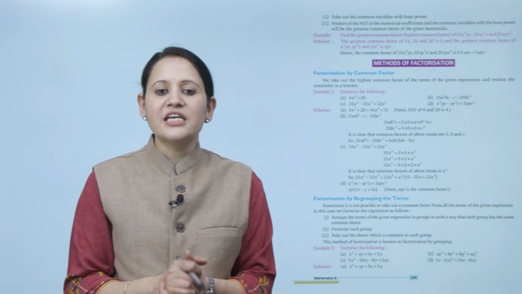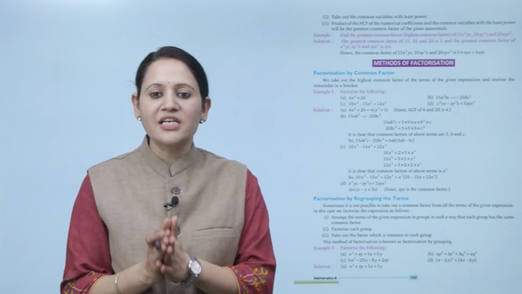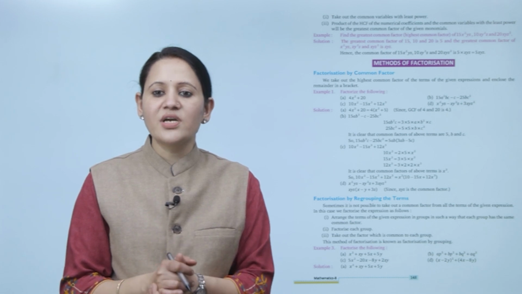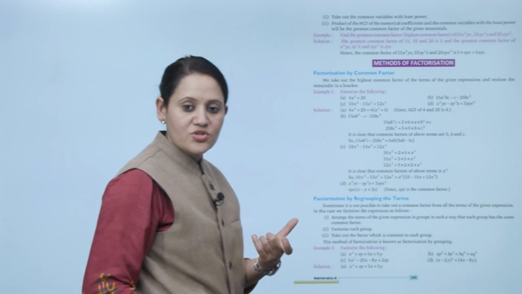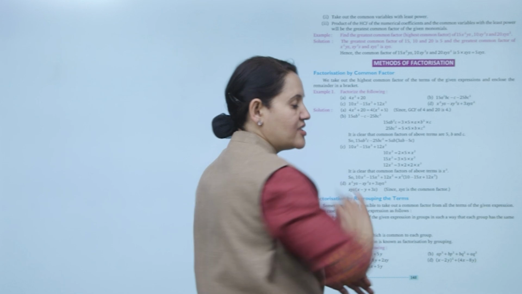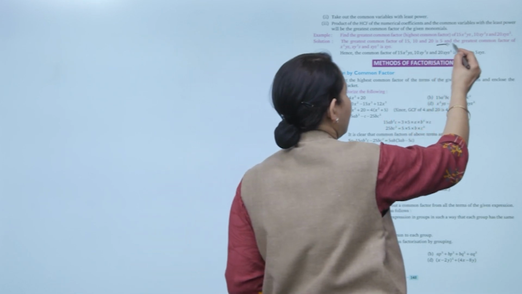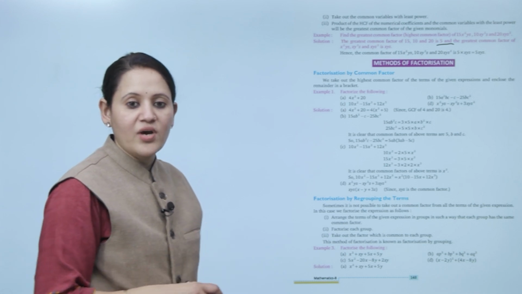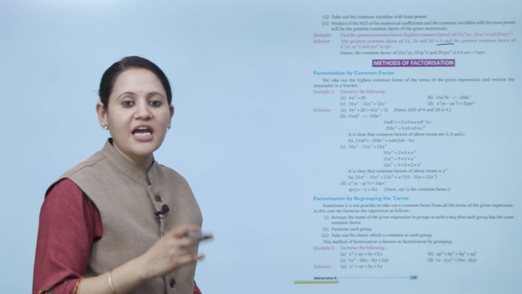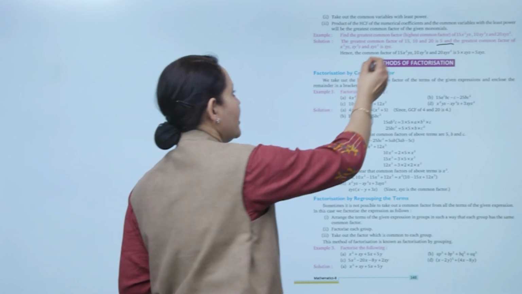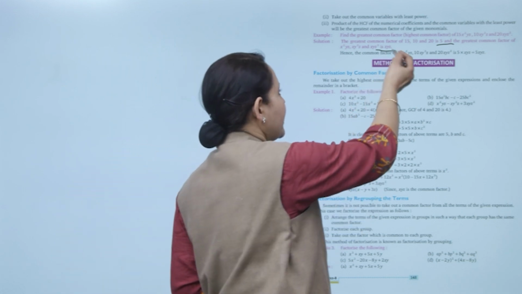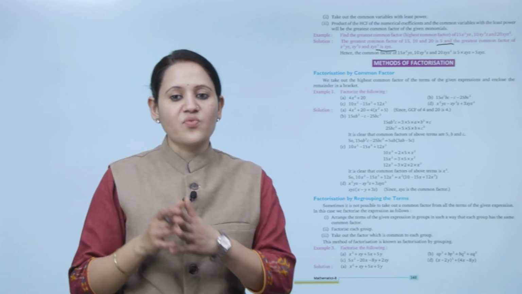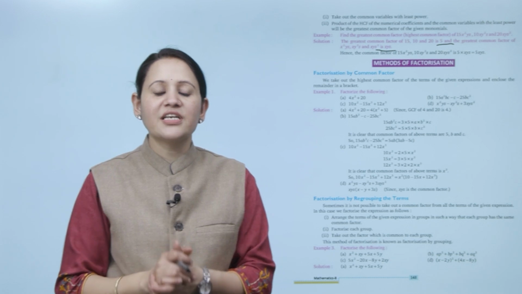For example, find the greatest common factor or highest common factor of 15x square yz, 10x y square z and 20x yz square. Solution: first, the numerical factors are 15, 10 and 20, and the HCF is 5. And the greatest common factor of x square yz, xy square z and xyz square is xyz, because it is common in all of them. Hence the common factor of 15x square yz, 10xy square z, 20xyz square is 5xyz. Clear?